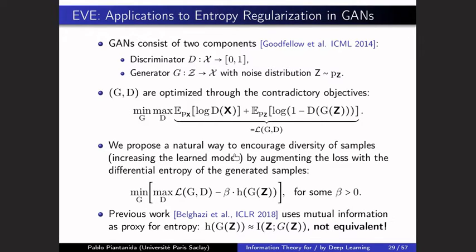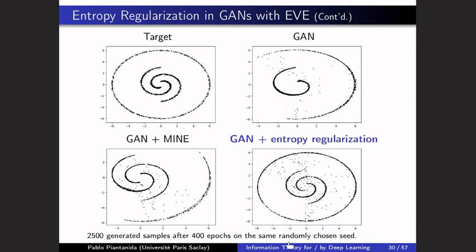So a way of pushing the GAN to learn more modes was maximizing the differential entropy of the generated samples, because differential entropy is a way of maximizing the randomness in that process, and this could be helpful to learn more modes in the distribution. There was previous work dealing with similar ideas by using mutual information, which is not the same at all. And it happens that this is helping a lot.